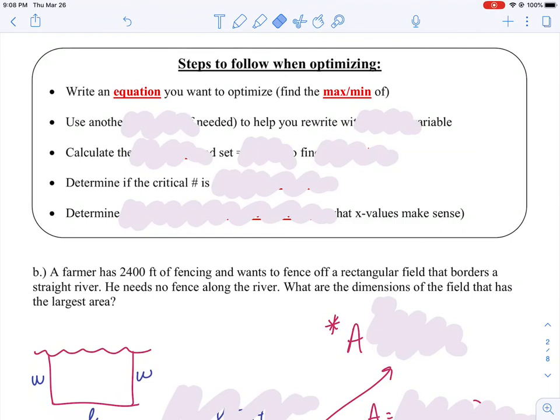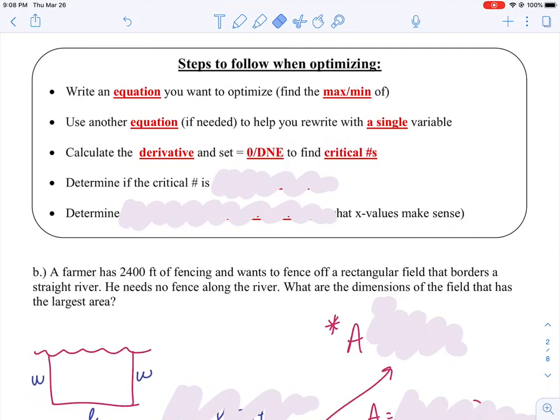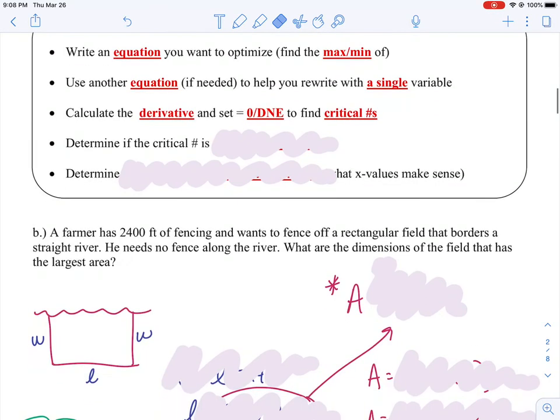But sometimes that equation has multiple variables in it, and there's too many changing pieces to figure everything out. And so then the second step is we might need to use a secondary equation to help us rewrite it with a single variable. So is there something else that we know about the situation that we can take one variable and write it in terms of the other? We can then substitute that into the optimization equation, the one that we're trying to find the maximum of, so that we can find the actual maximum or minimum, where we take the derivative, we find those critical numbers where it equals 0 or does not exist, and we can use those critical numbers to figure out if we have a relative extrema, okay?